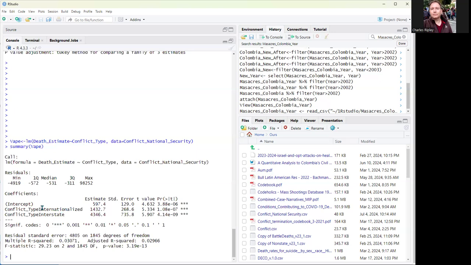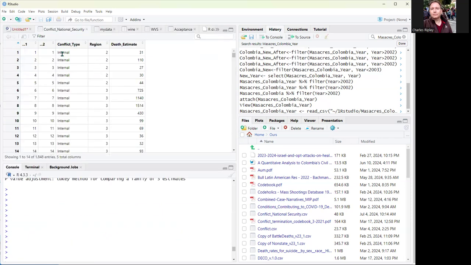So this is interstate, internationalized against internal, which is the base here. Since these are three nominal variables, you won't have to know all this. They're basically comparing to internal. The reason why internal is the first one, the base, is because that word is first in the alphabet. That's what R does.